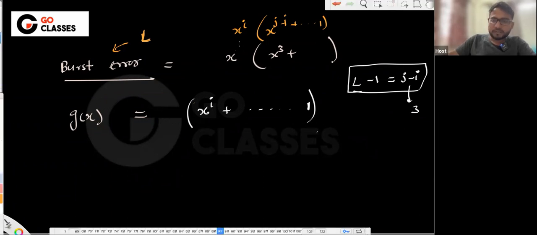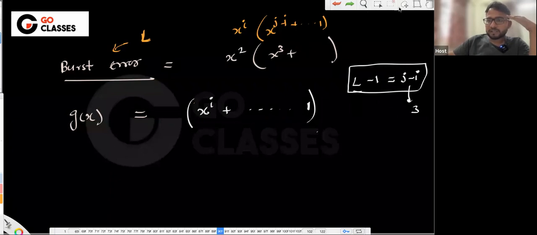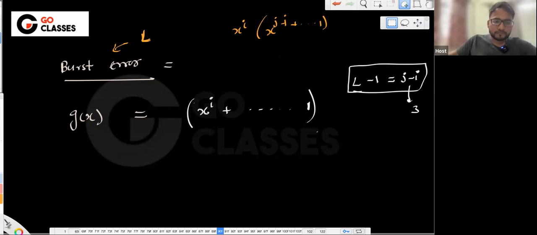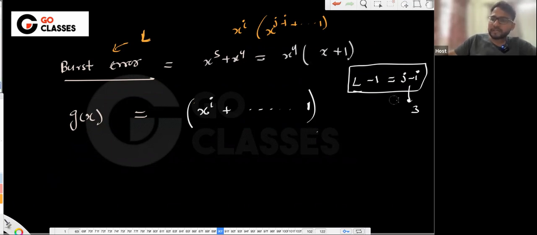But in that case, it will not be contiguous. So let's just take some contiguous thing: x power 5 plus x power 4. Now just take x power 4 common. It will be x plus 1. So here j minus I is just 1 and L is 2. There is a 2 length burst error, but this will be just 1. So basically j minus I is related to L something like this.